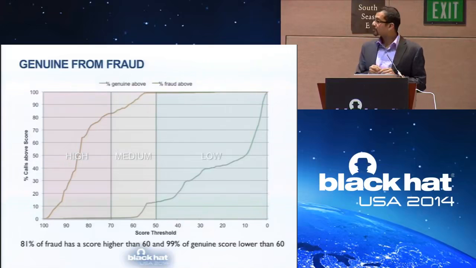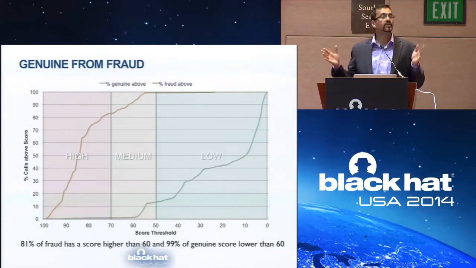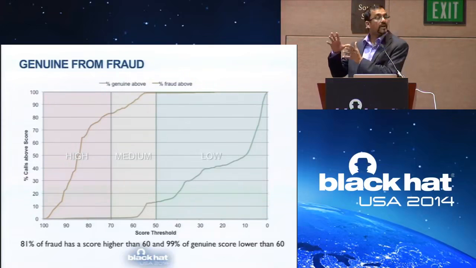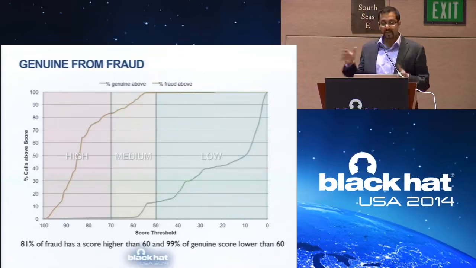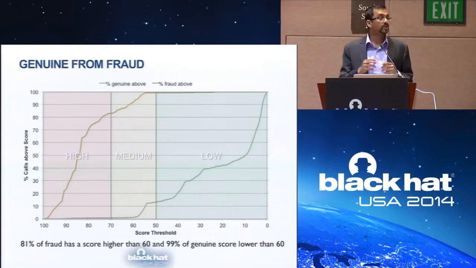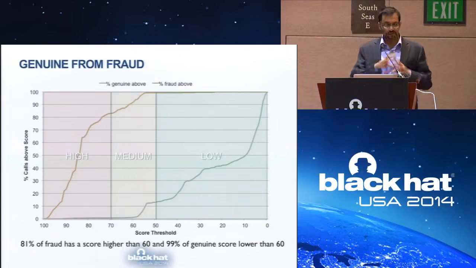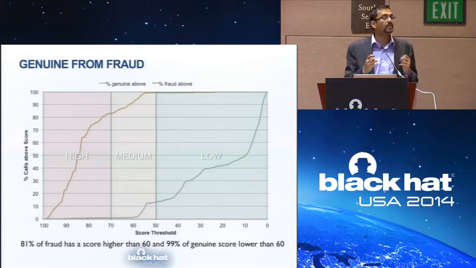In fact, if you place a score of 60, you can split it such that you can identify 80% of the fraudsters who have scores higher than 60, and 99% of the legitimate people who have scores below 60. So you can actually create systems like this based on these acoustical characteristics.